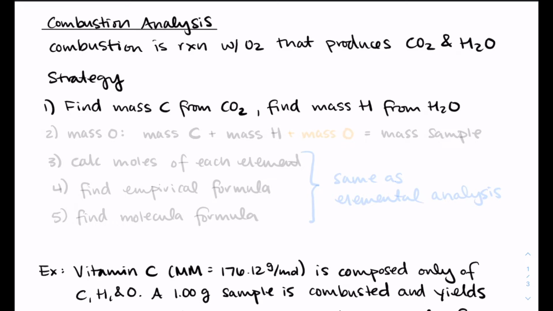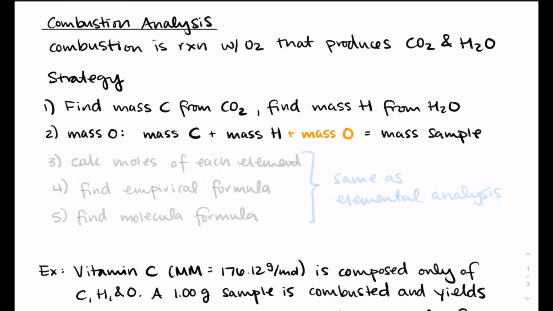So our strategy, step one: the mass of carbon we will be able to get from the mass of CO2 that's produced. The mass of hydrogen will come from the mass of H2O that's produced. The mass of oxygen, if you have any, you cannot use CO2 or H2O to find, because you're adding oxygen when you do the reaction. So step two, if you need to find a mass of oxygen, you'll need the mass of the sample. And this is where we will use conservation of mass.